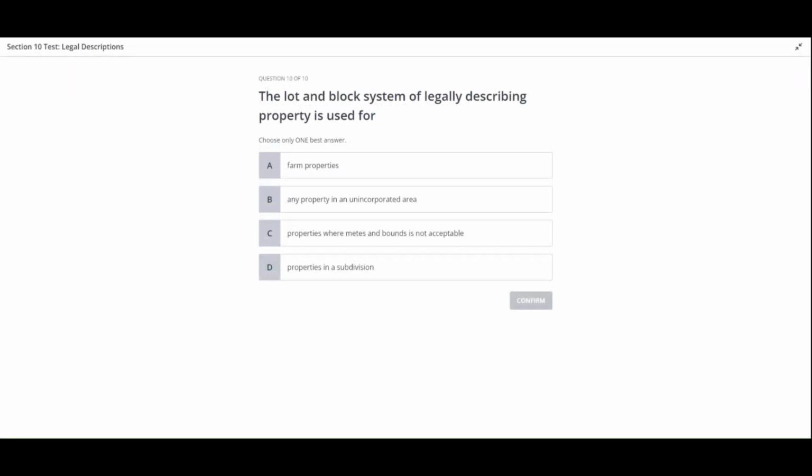Alright, this is the final question from the Section 10 test, Legal Descriptions. The question is, the lot and block system of legally describing property is used for A. Farm properties. B. Any property in an unincorporated area. C. Properties where metes and bounds is not acceptable. D. Properties in a subdivision. Alright, think about the option and make your selection.